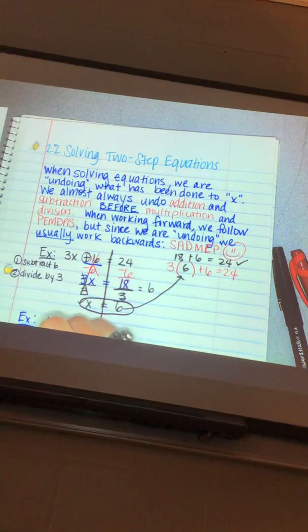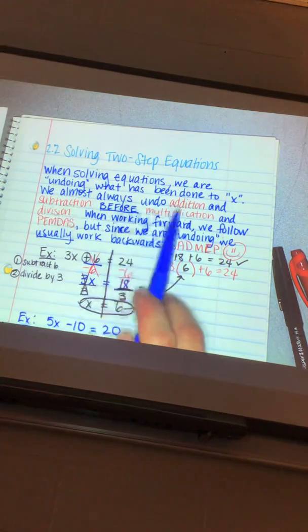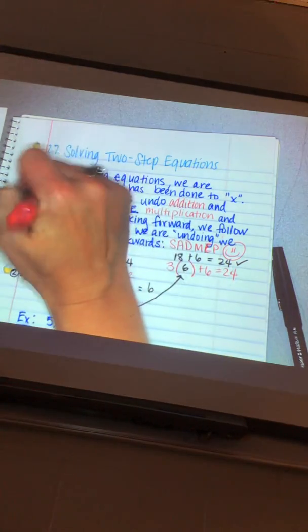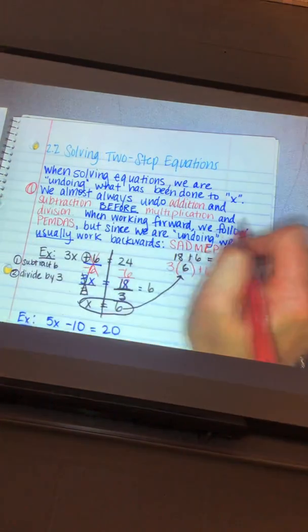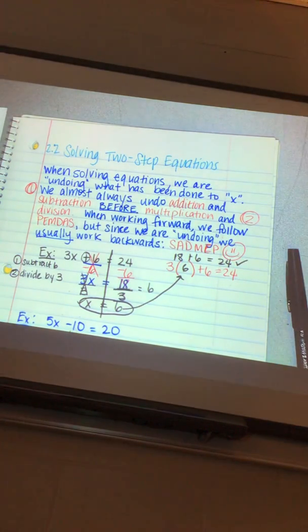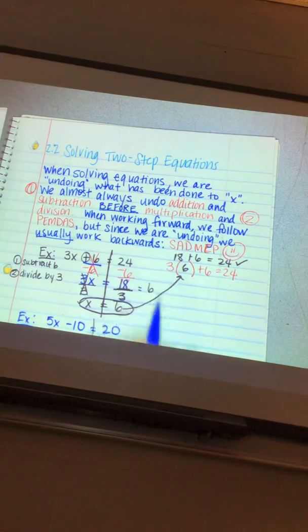5x minus 10 equals 20. So what do we do first? Undo addition and subtraction before, so this is our first step, multiplication and division, which is our second step. So we have some subtraction here. So we're going to need to add, that's the inverse to subtraction. We're going to add that 10 to both sides.